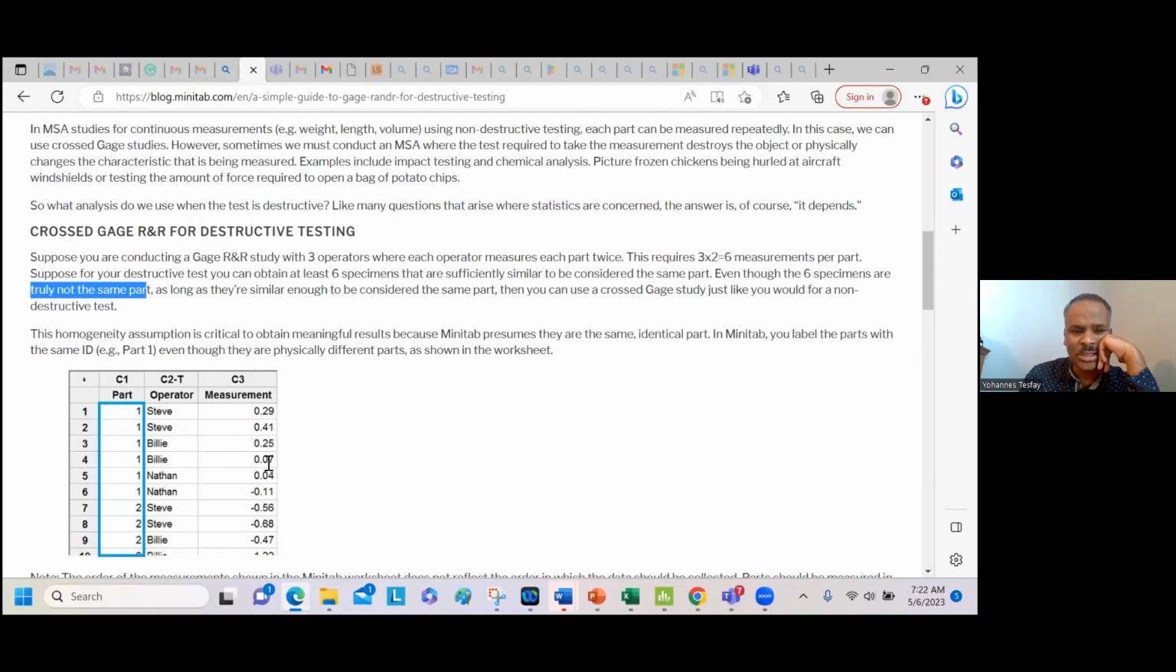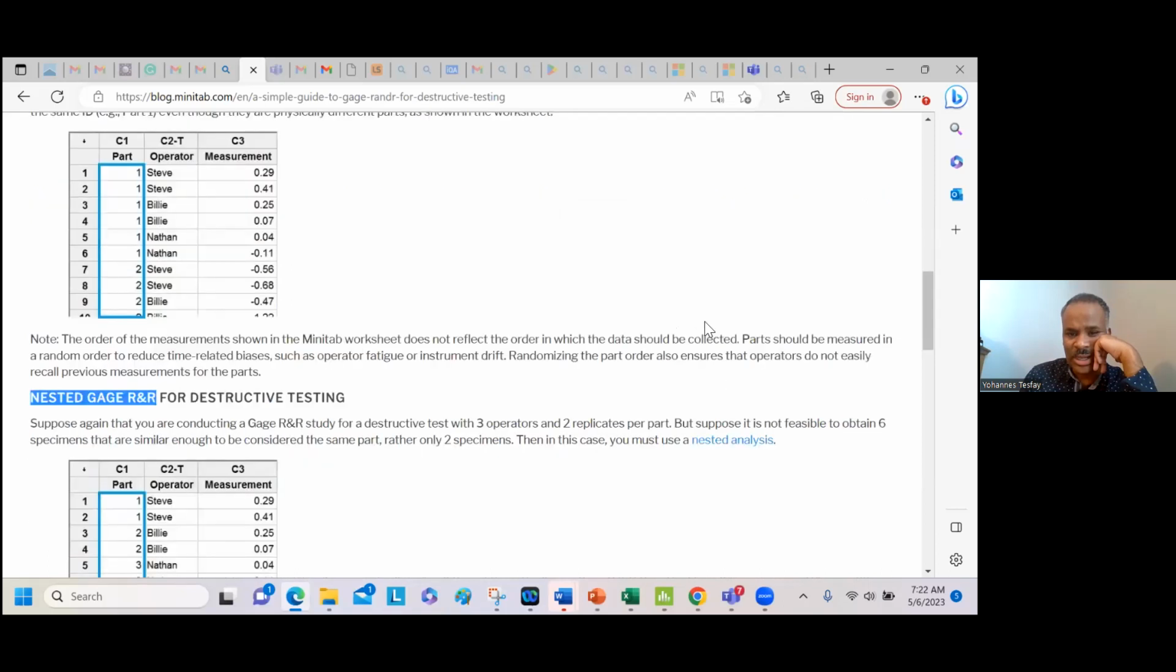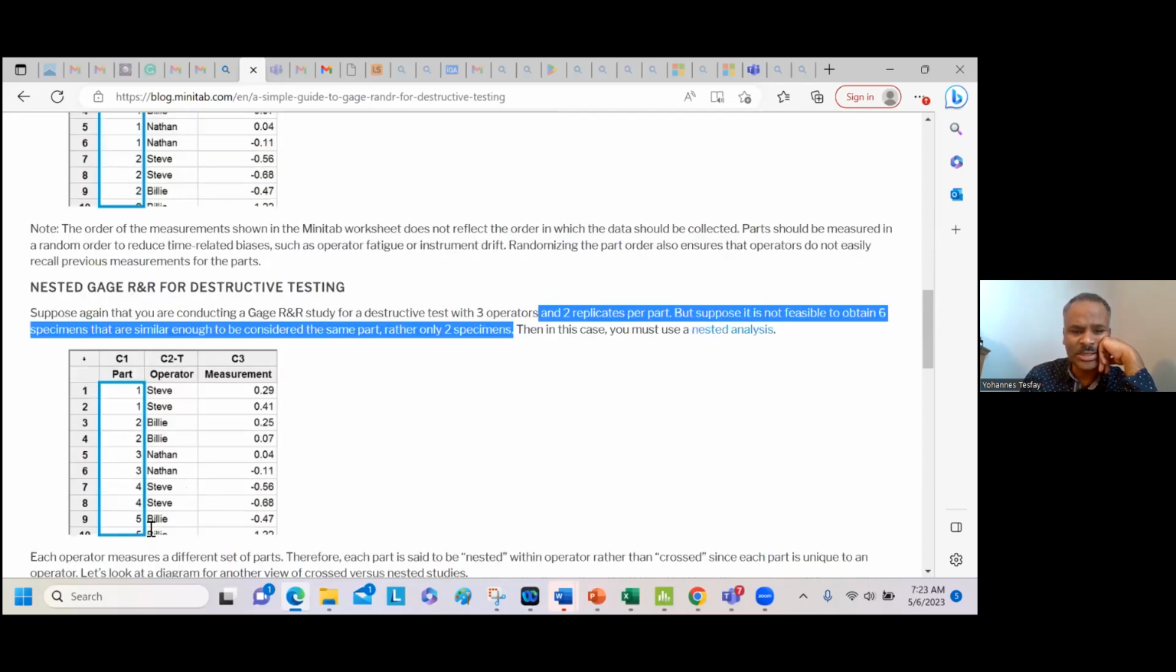Suppose again you are doing the same and you have 3 operators and 2 replicates per part. As much as possible we try to make it uniform. But suppose that is not feasible, 6 specimens is not enough, only 2 specimens. This can be handled using nested analysis. So crossed: operator 1 is going to measure part 1, part 2, part 3, 4, 5, 6. Operator 1 measures all of them, and operator 2 likewise.